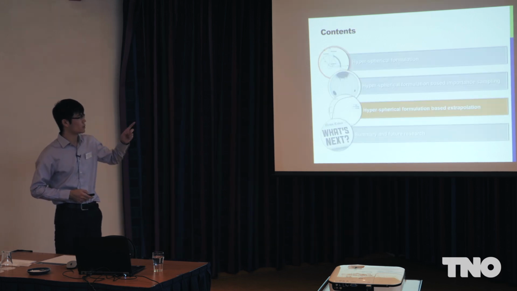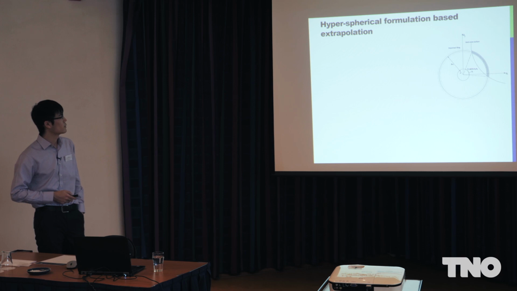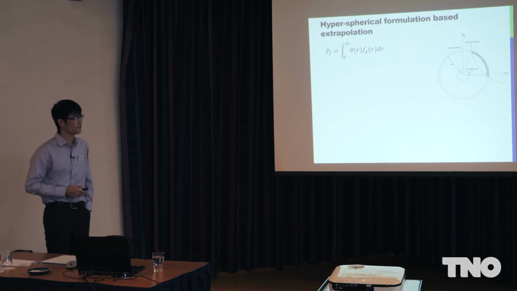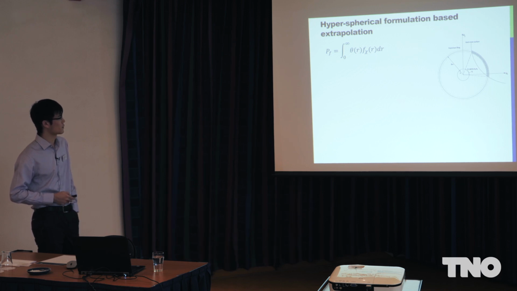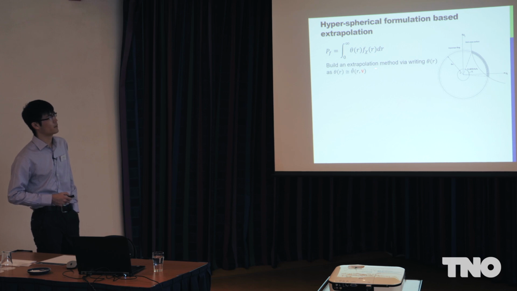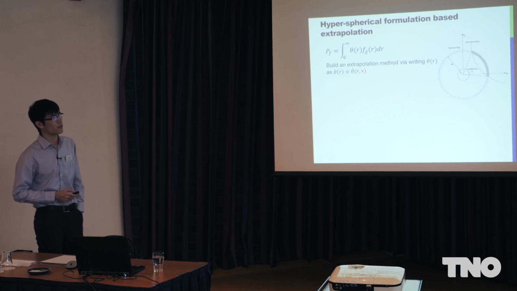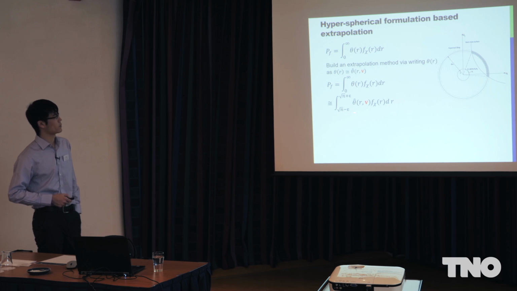Right now I'm going to show the extrapolation method developed using this formulation. So you see this picture again, because I really do not have other fancy pictures. So you see this formulation again. This is the hyper-spherical. So the idea is very straightforward. We build an extrapolation method by writing this failure ratio as some parametric model. So this factor V is the parameters of the model. And we estimate this one-dimensional integration by some numerical integration method.